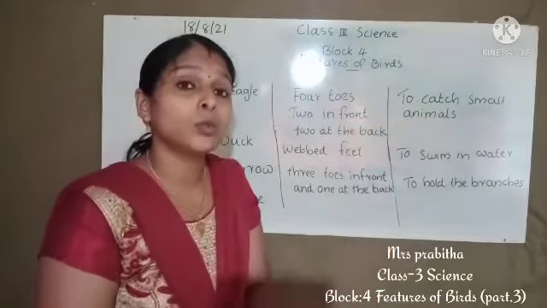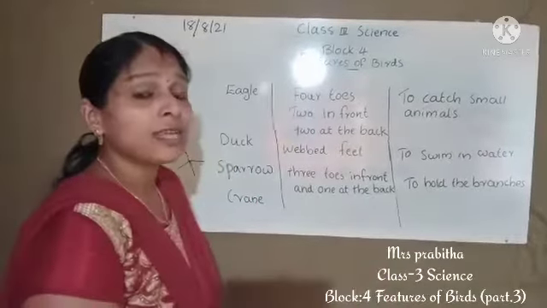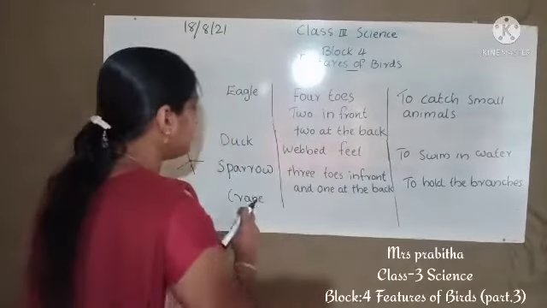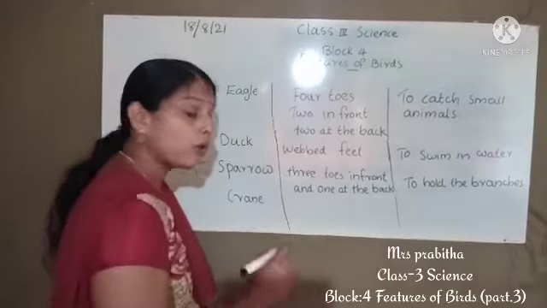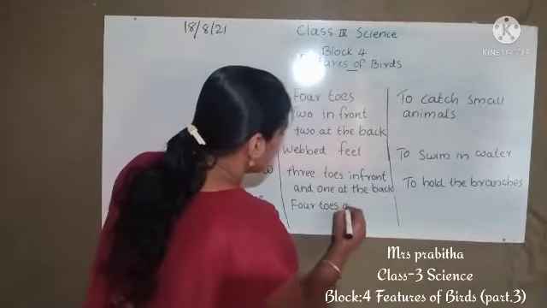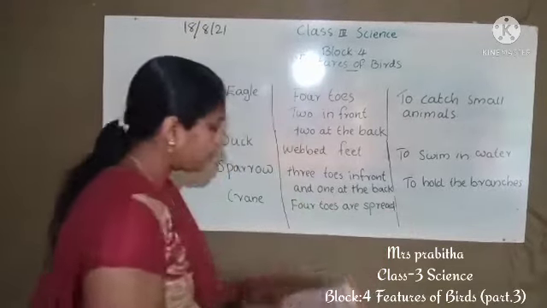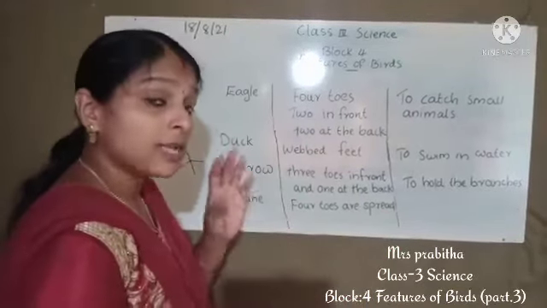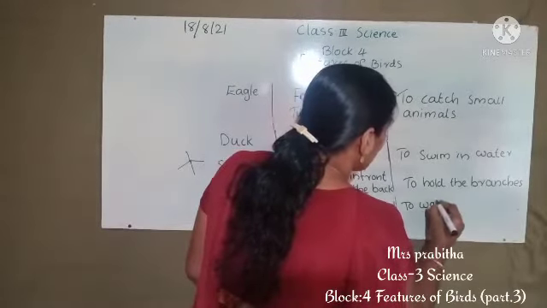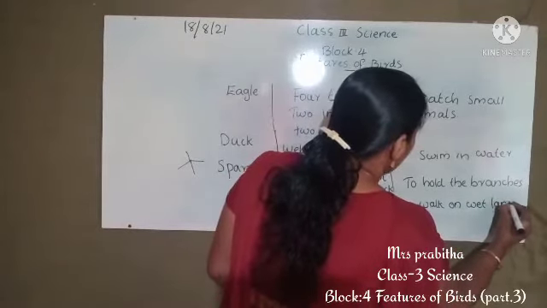Yes, it helps the bird to walk on wet land. This kind of toes helps the bird to walk on wet land. Okay, so how is the feet of crane? Yes, the 4 toes are spread. Then how does this kind of feet help the bird? This kind of feet helps the bird to walk on wet land.